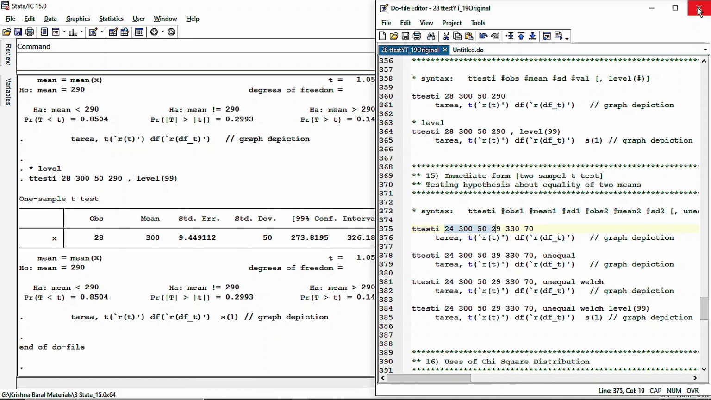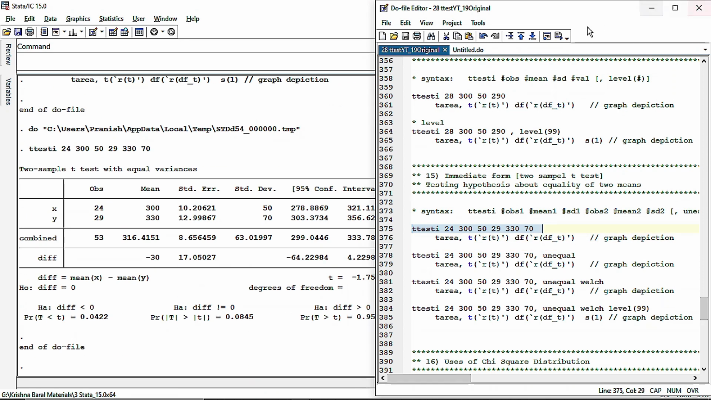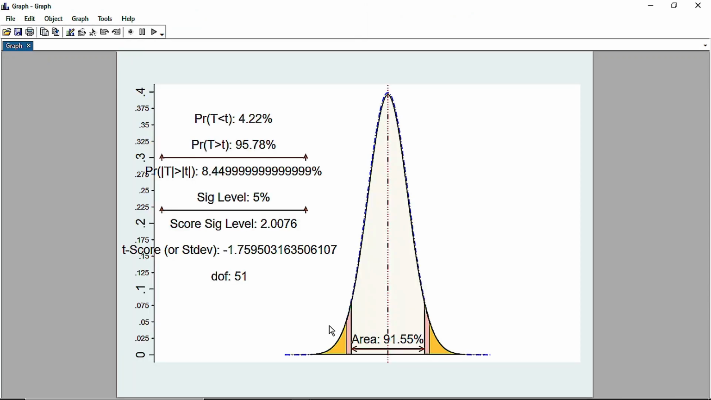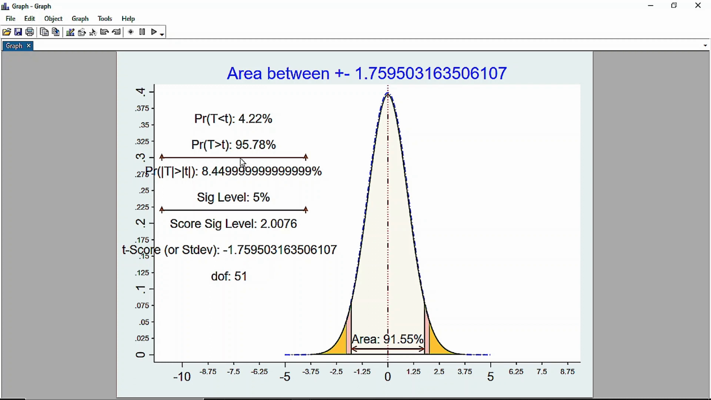For the second sample, we have the sample size 29, its average is 300, and its sample standard deviation is 70, and we want to test whether the averages are equal. First of all, let us tabulate it. The t-score is minus 1.75, and its p-values for the respective tests are 0.048 and 0.95.